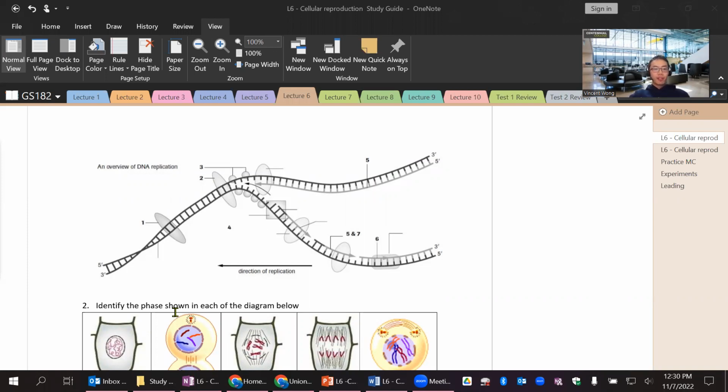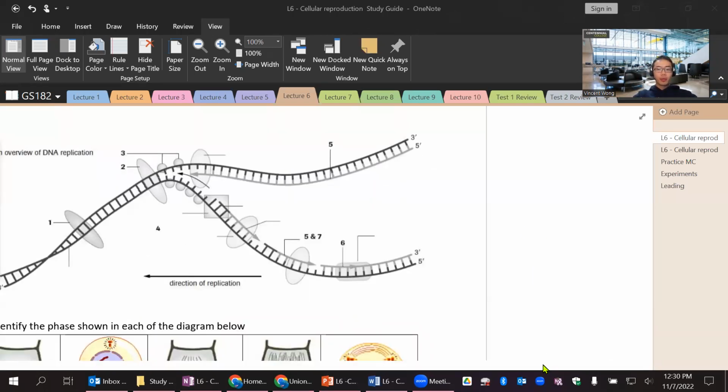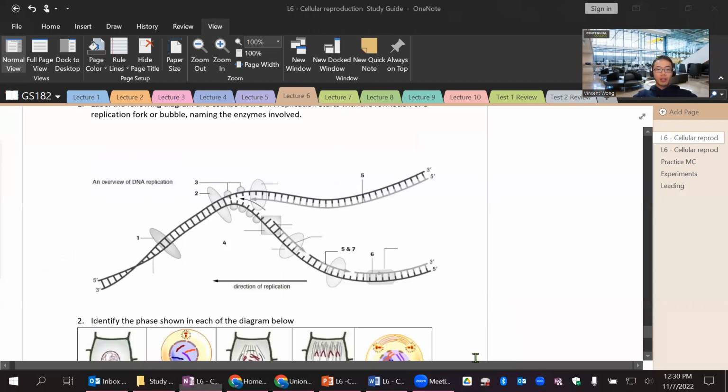So let's get started. First, we will begin with a little bit of review of what we've learned last Monday. Hold on, let me turn on the live caption for anybody who might need that. There we go. Okay, so we're going to start with a little bit of review from last class, last Monday, actually, when we learned about the process of DNA replication.